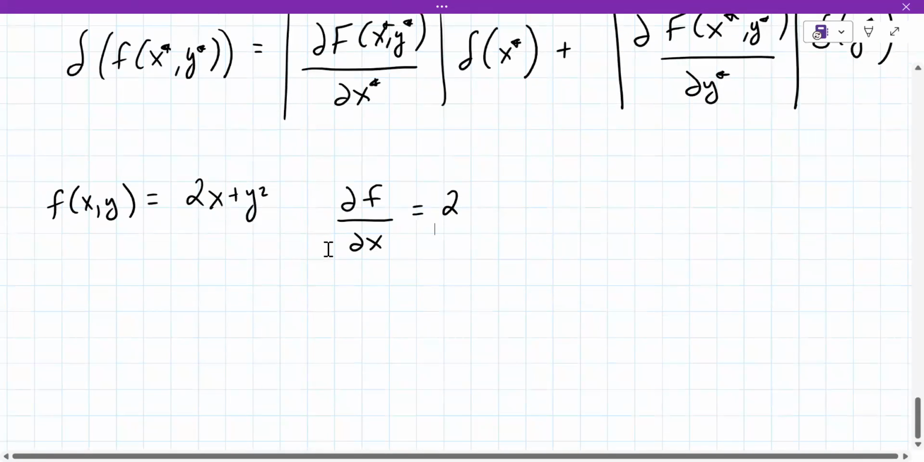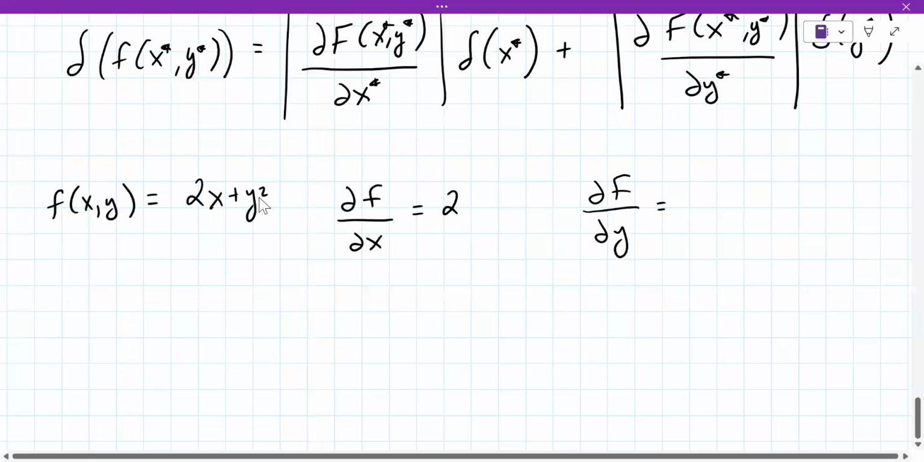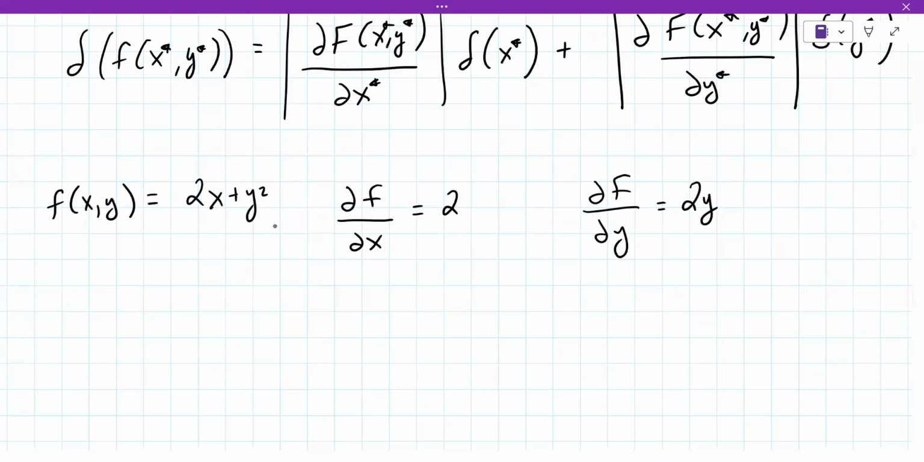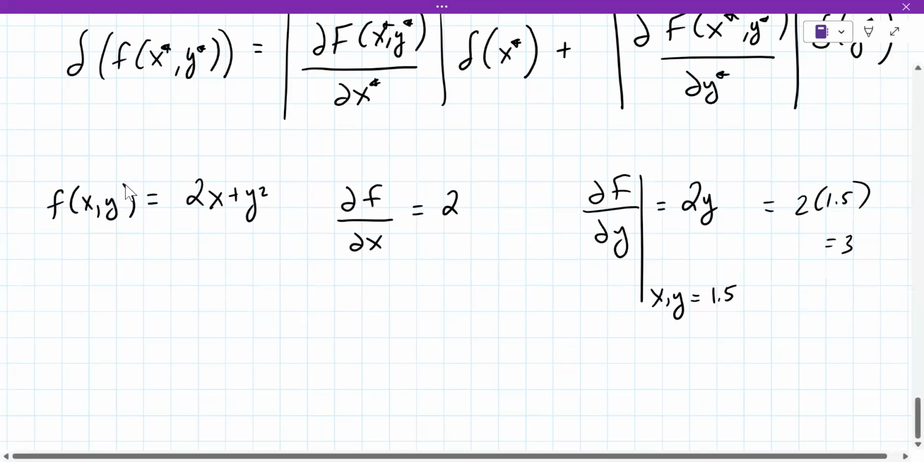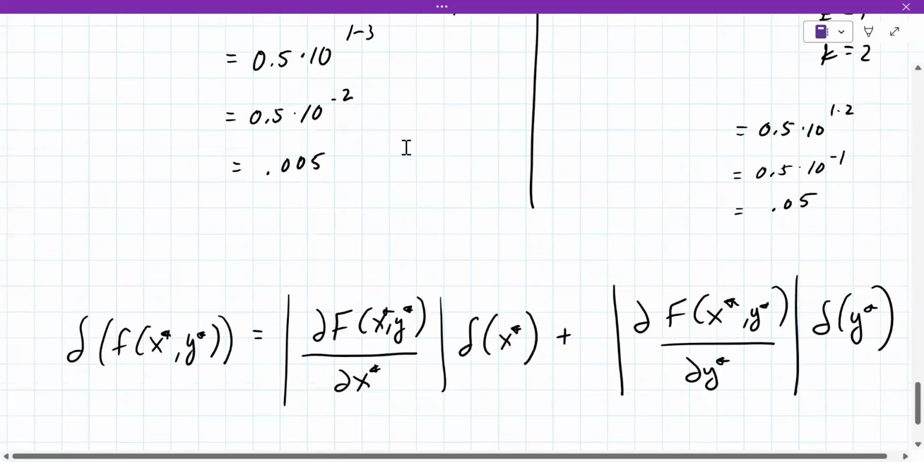And then partial f, partial y is the derivative with respect to y. It's just 2y. But then you have to evaluate it at your x comma y that's given in the problem. So in your problem, it's 1.5. So it's 2 times 1.5, which is 3. Okay. So I know the notation is really confusing, but this right here is 2. Like all this stuff in the vertical bars is 2, and times this right here.